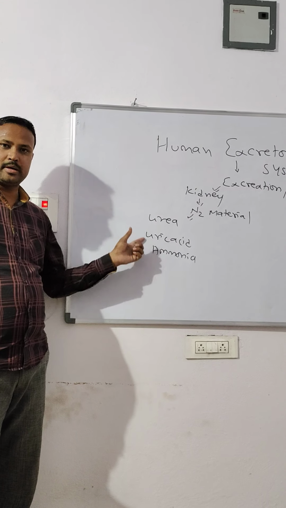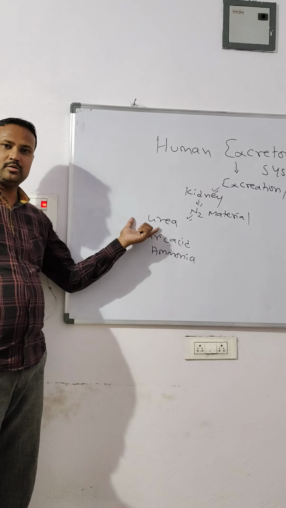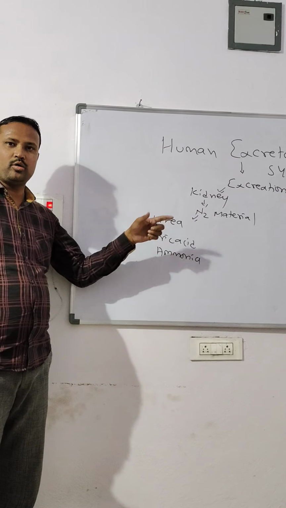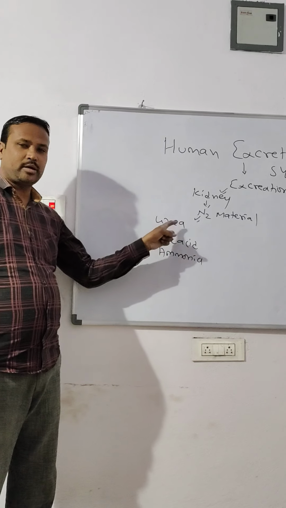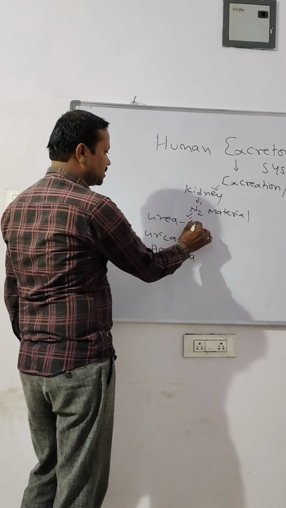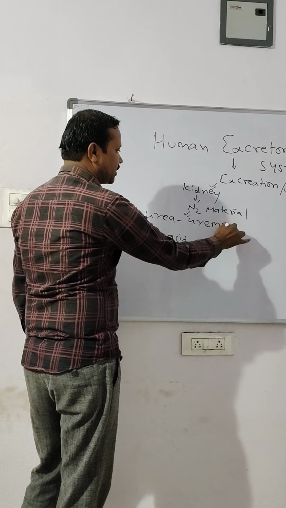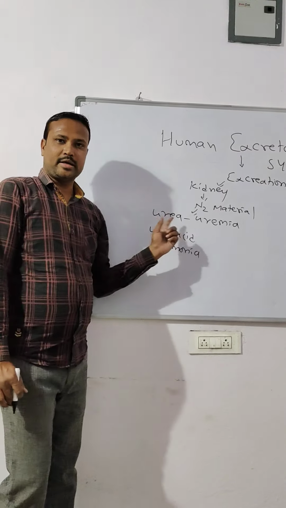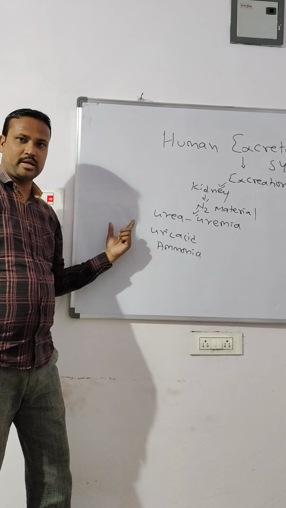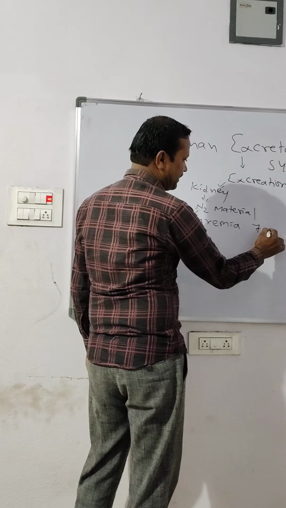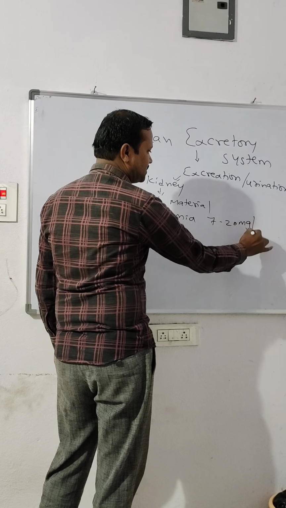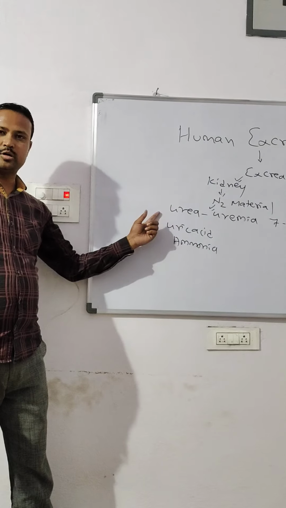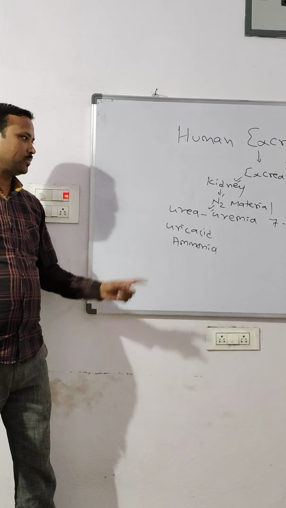Now let us understand one by one what happens to the urea, how the urea is going to be excreted, and if it is not excreted, what happens to the body. If the urea is not excreted from the kidneys, it causes a condition called uremia. What is the normal range of urea in the body? It ranges from 7 to 20 milligrams per deciliter. This is the normal value for urea in the human body.